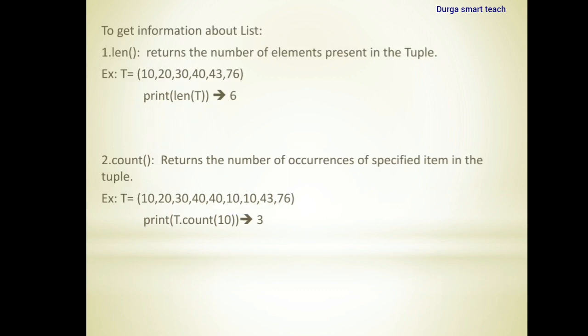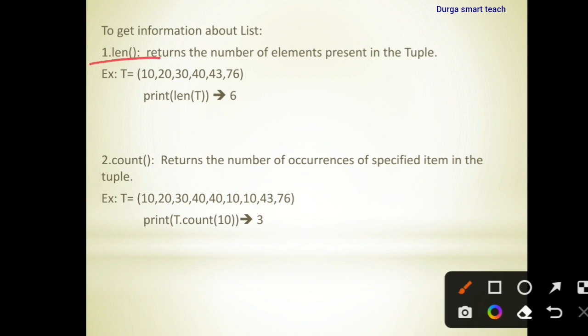Next, to get information about a tuple, there are 5 functions. The first function is len. The len function is used to return the number of elements present in the tuple. Here t is equal to 10, 20, 30, 40, 43, 76. The number of elements is 6. If you want to print the number of elements, you need to use the len function. Print len of t, since you are calculating for the tuple named t. It will return 6.